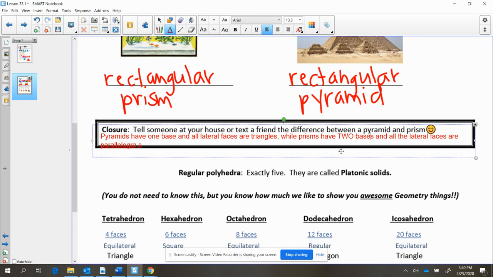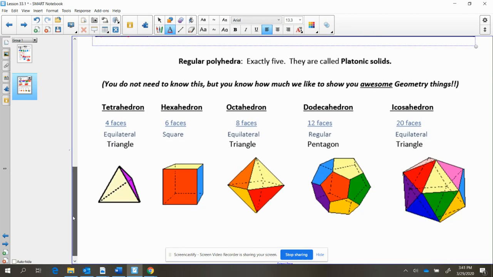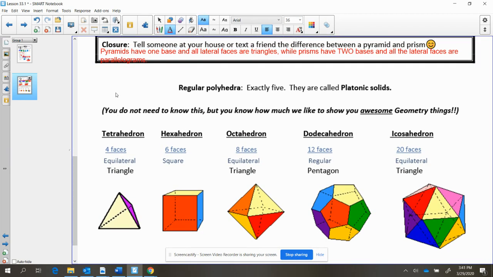Last but not least, at the bottom of the page, you're going to notice a little bit of extra information, not stuff you have to know, but of course it's always great to know extra information and see how cool geometry is in real life. And notice we have this term down here, regular polyhedron. We talked a lot last unit about what the term regular means. All the sides and all the angles are congruent in size. So in this case, all their faces are going to be the exact same congruent shape.